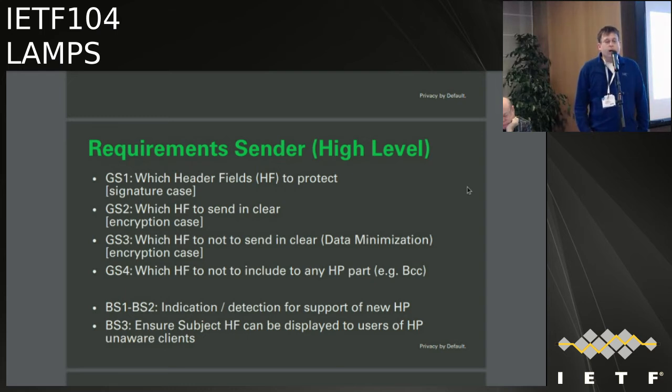Then in the draft, I also discuss a bit some kind of feature negotiation mechanism. Not sure we need that or not, but probably we should be able to tell we support this new header protection, just do it according to the new one. And we should also think about how the subject header field can be displayed to header protection unaware clients. So if we do something with the message, the receiver needs to figure out where the subject is. So we need to think about that too. Receiver requirements is next slide.